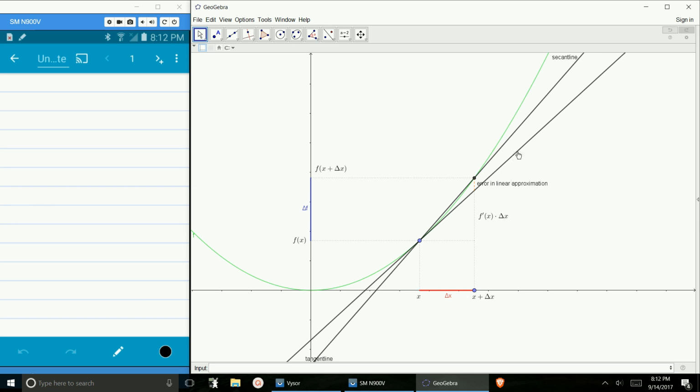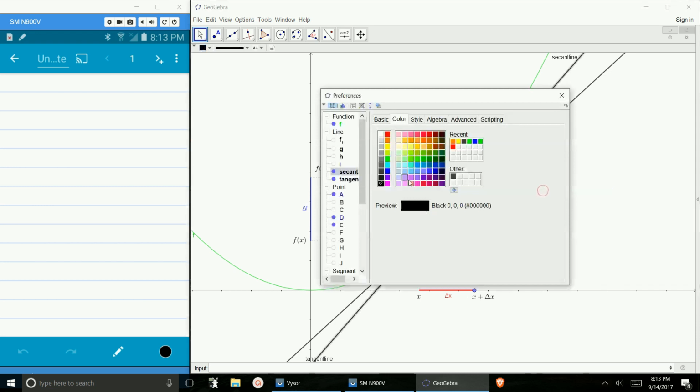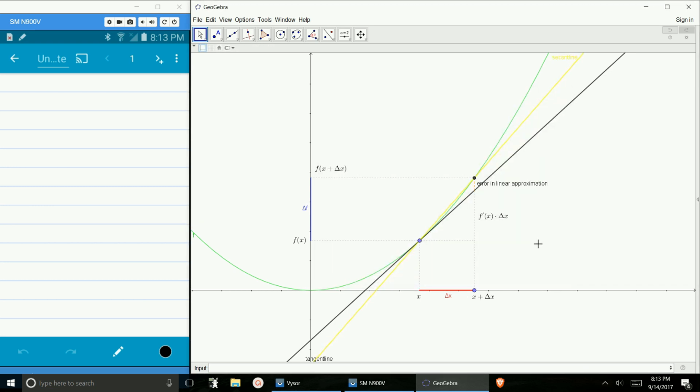Well, this being the tangent line has slope f prime of x, right? If I plug this x into the derivative, I get the slope of the tangent line there. Okay. Maybe I'll make this secant line a different color, just so we don't get confused by it, right? That's the secant line, that's the tangent line, and they become the same line in the limit. Okay.